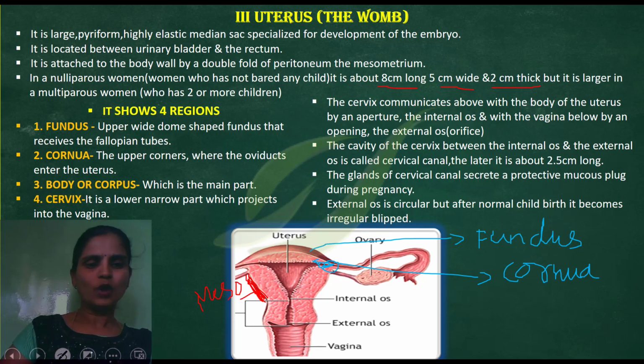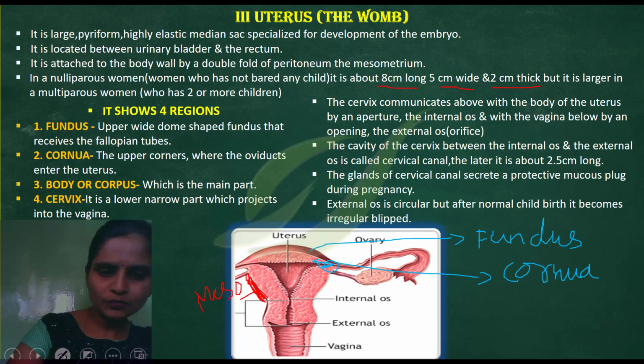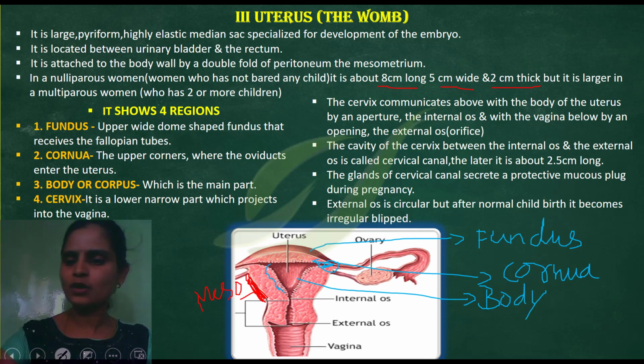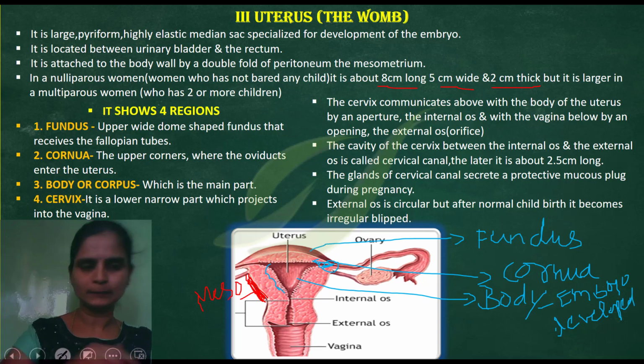The next thing is the body or corpus. It is the main part. From here to here it is called the body, or also the corpus. It is called the main part because it is the region where the embryo will develop. Embryo development will take place, and the complete embryo will be developed in the womb of the mother.